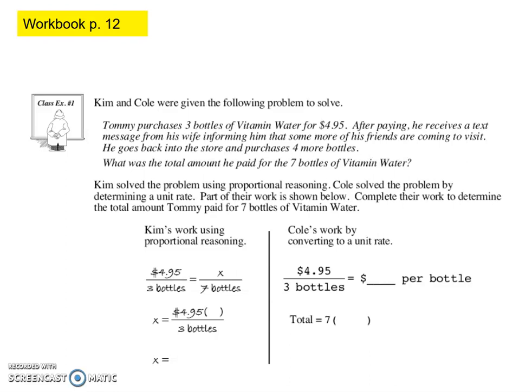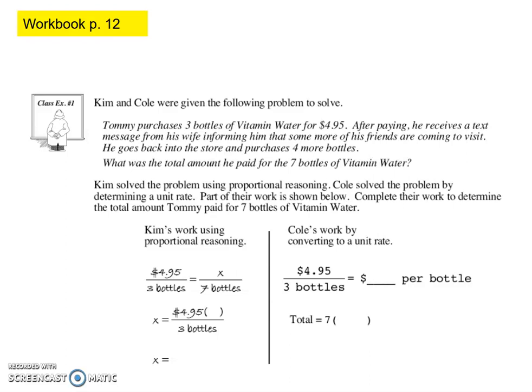Let's take a look at example number 1 on page 12. So here we have a situation where Kim and Cole were given the following problem to solve. Tommy purchases 3 bottles of vitamin water for $4.95, and after paying, he receives a text message from his wife informing him that more of his friends are coming to visit. He goes back into the store and purchases 4 more bottles. So that means he has 7 bottles. Now, they're asking us what is the total amount that he paid for 7 bottles of vitamin water.